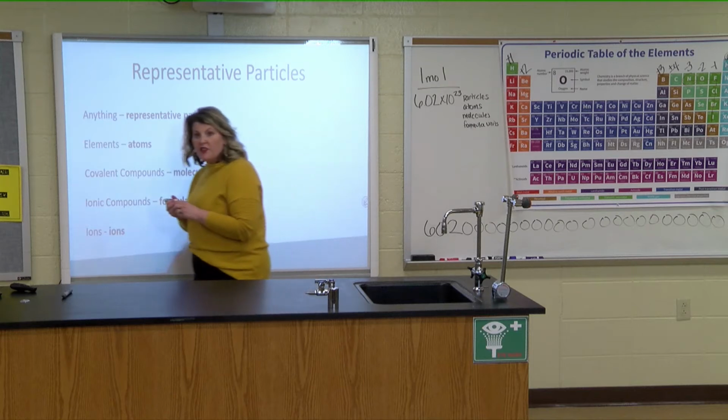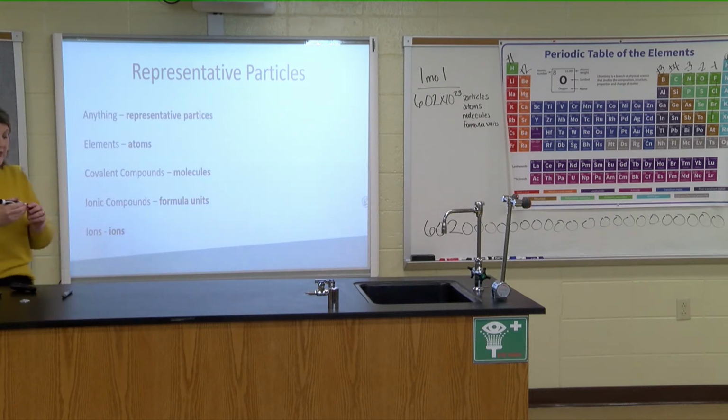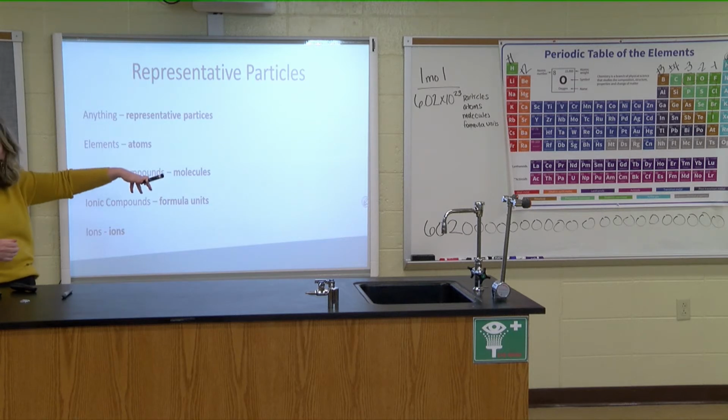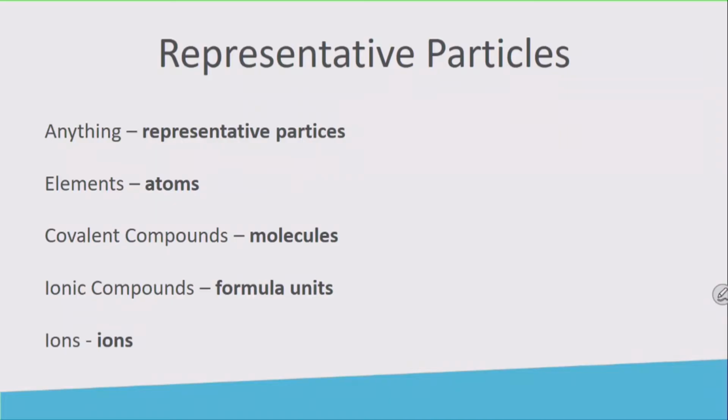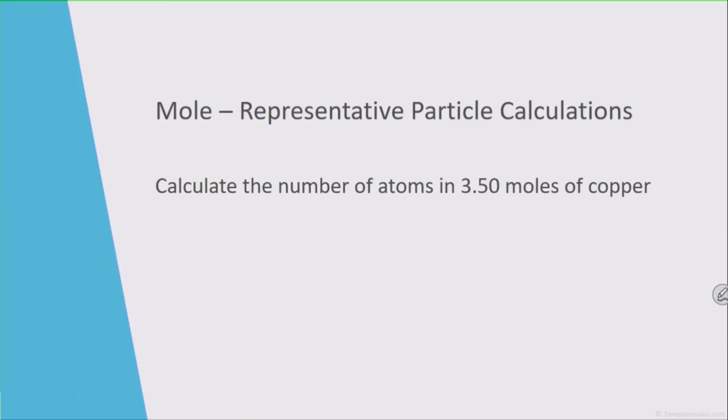If you have ions, you're going to use the word ions. So that number 6.02 times 10 to the 23rd can go with any of those words, but the word mole is going to have the number 1 with it. So let's do some of these calculations.